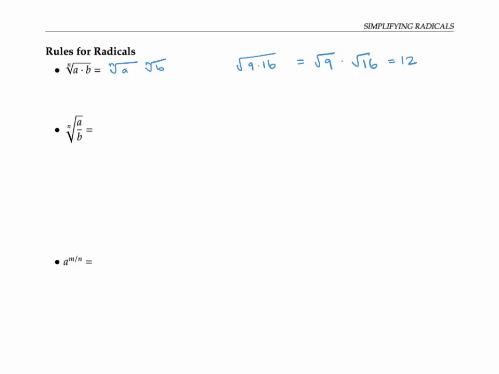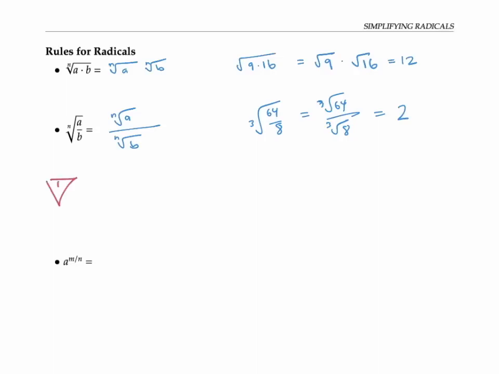Similarly, it's possible to distribute a radical sign across division. The radical of a divided by b is the same thing as the radical of a divided by the radical of b. For example, the cube root of 64 over 8 is the same thing as the cube root of 64 over the cube root of 8, and you can check that both of these evaluate to 2.